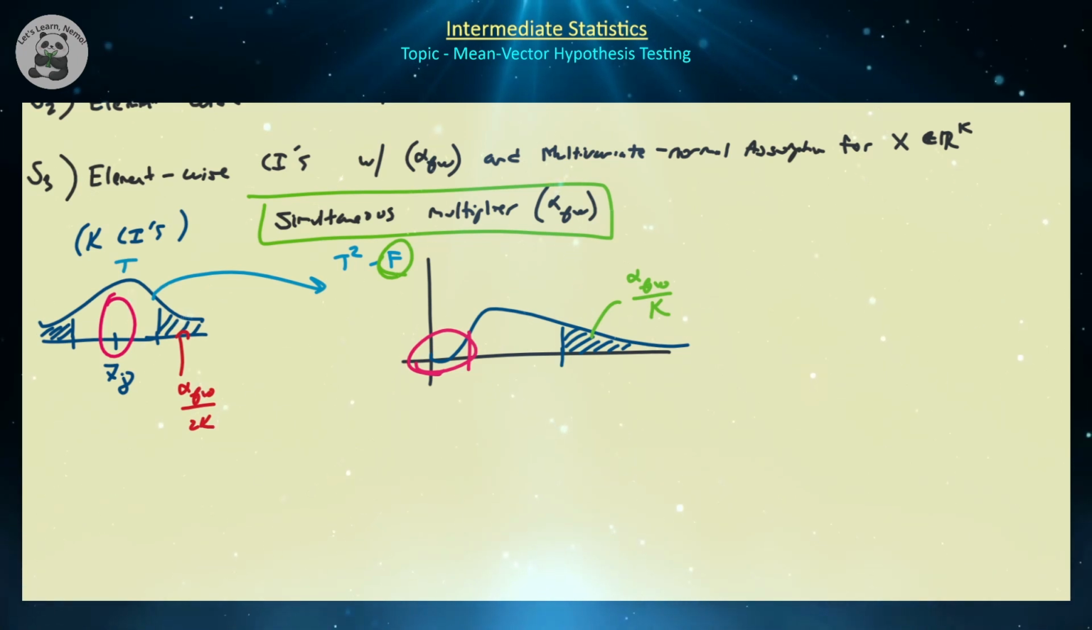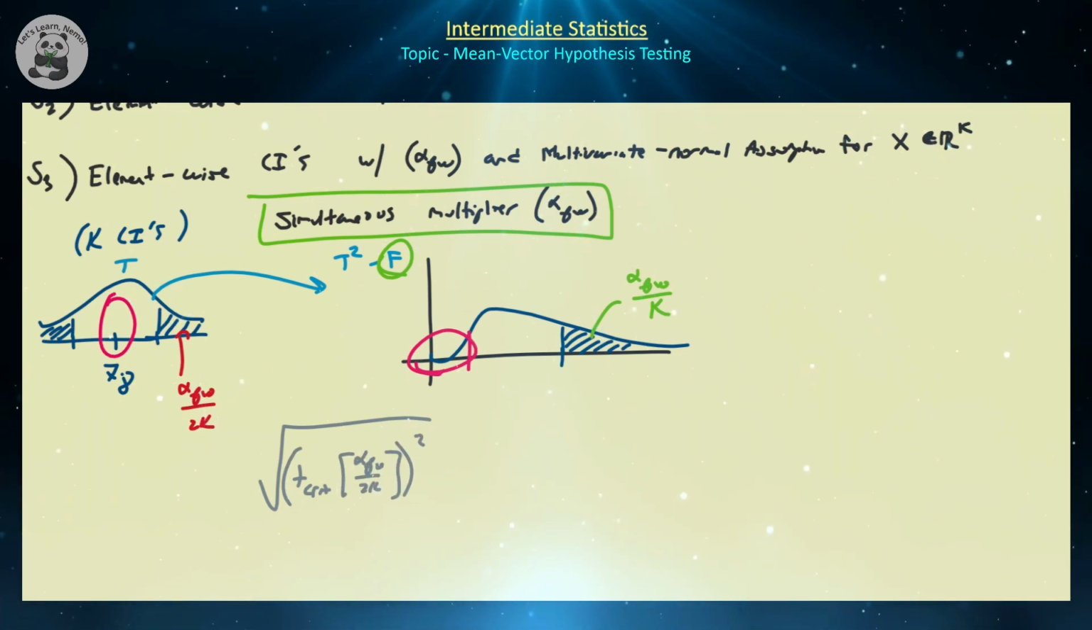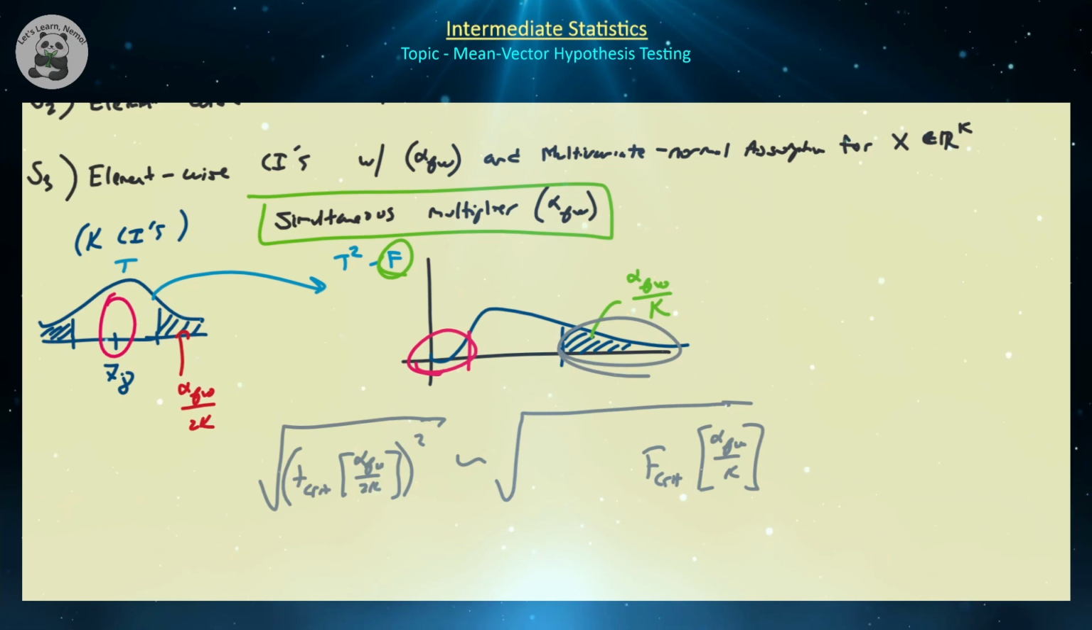So what we're in a sense doing is we're mapping our squared t critical value, which pretty much has an alpha over 2. Actually, let's not square it quite yet. I think a safer way to write it is our t critical value with our family wide over 2k, and we're going to be squaring that. That's going to be mapped to an F critical value, with alpha fw divided by k, alphas in each of those k tails, right? So we have two k tails.